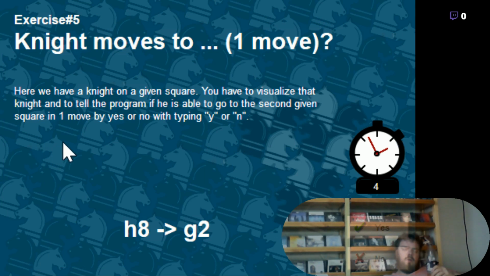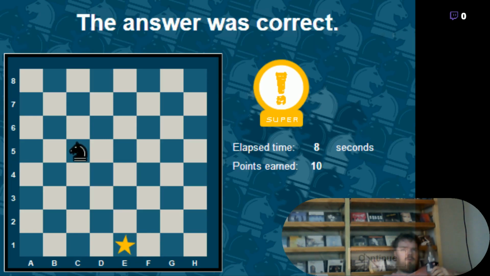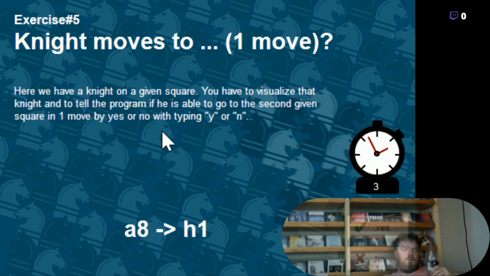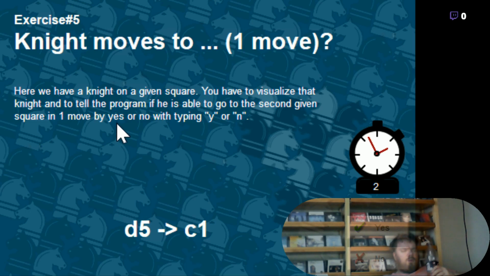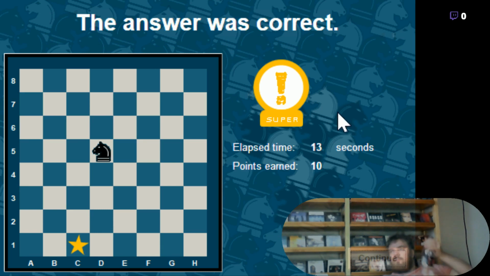h8 is a dark square, g2 a light square, much too far away from each other. c5 dark, e1 light but too far. a8 light, h1 light, but they're just at the ends of the same diagonal. From d2, a dark square, to e4, this light square seems like a knight jump to me. d5, light square, c1, dark square. d5 seems too far away. Okay.